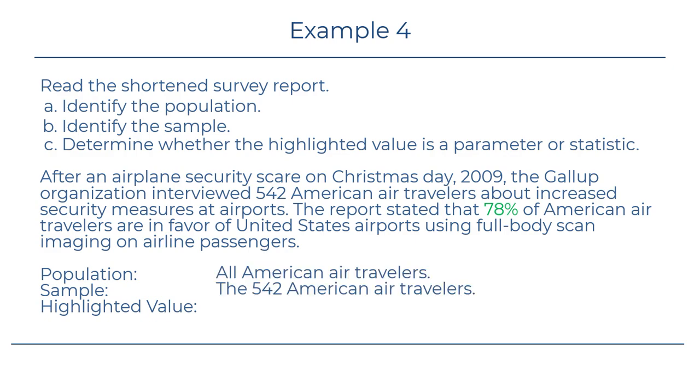In this case, the population would be all American air travelers, and the sample would be the 542 travelers who were surveyed. The highlighted value of 78% pertains to all American air travelers, which is why this would be a parameter relating to the population of American air travelers, as opposed to just the sample of 542 American air travelers.